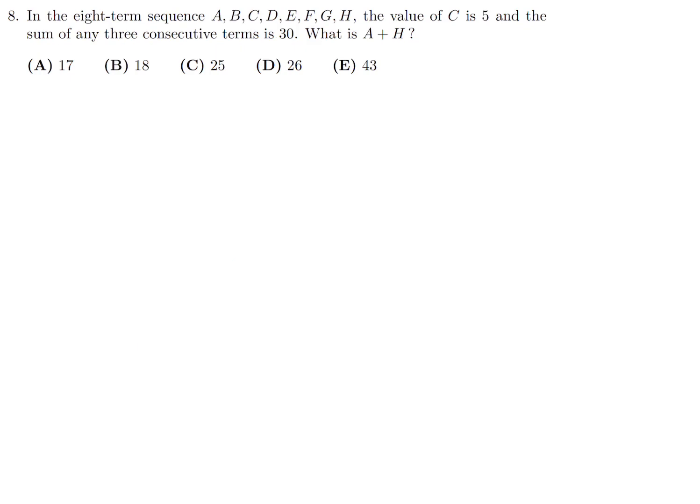In an 8-term sequence, A through H, the value of C is 5, and the sum of any 3 consecutive terms is 30. What is A plus H? Okay, A, B, C, D, E, F, G, H. And we've got 5 is the only one they give us. All right, no problem. The sum of any 3 consecutive is equal to 30, right?